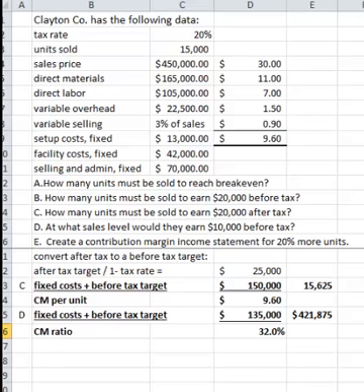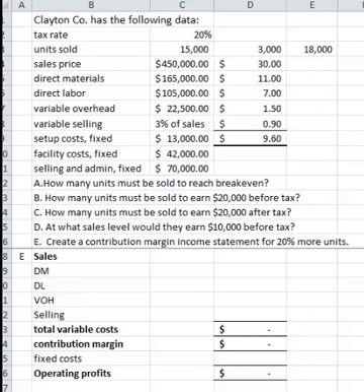We need a contribution margin income statement for 20% more units, 20% more than 15,000. So 20% of 15,000. So we would want an income statement for 18,000 units. All right, let's create one. So here is a contribution margin income statement. Sales minus the 4 variable costs gives us contribution margin minus fixed gives us profit.